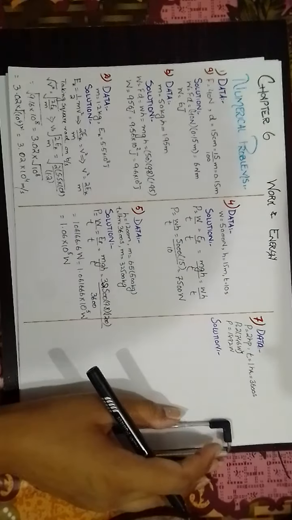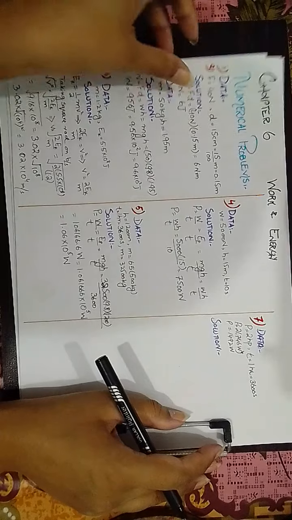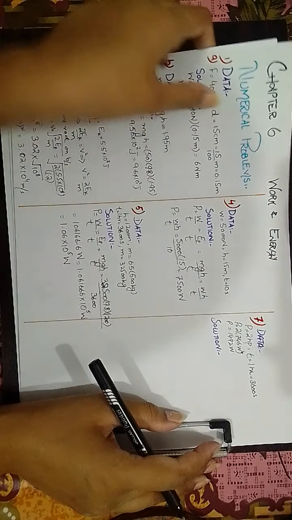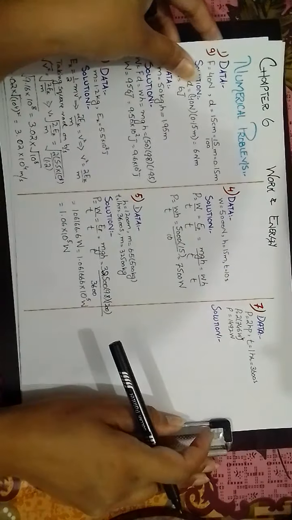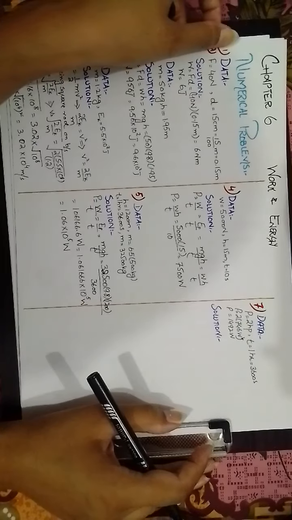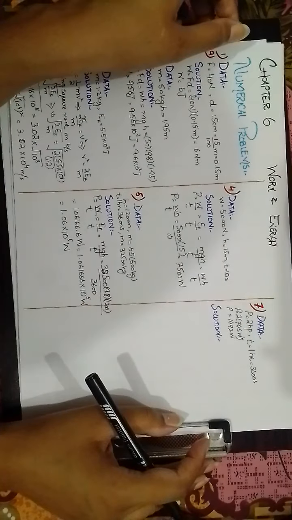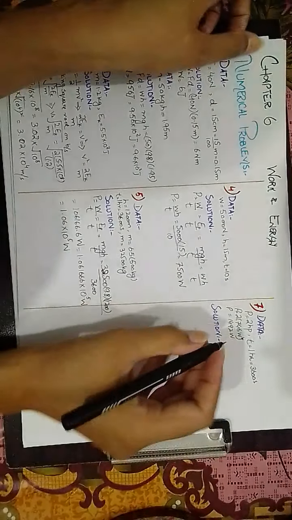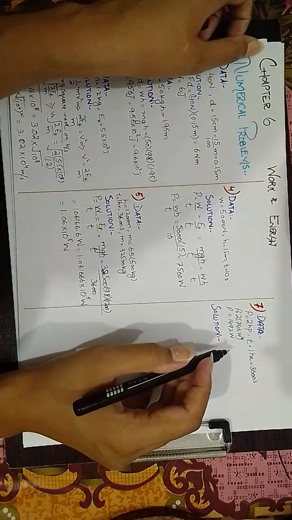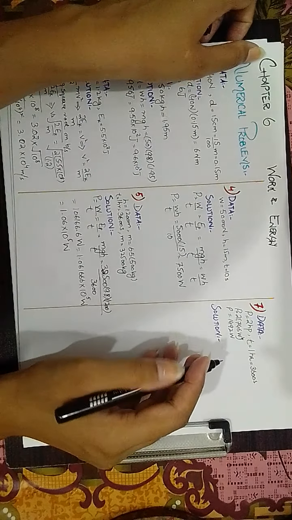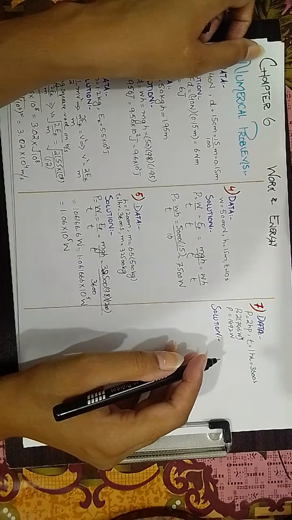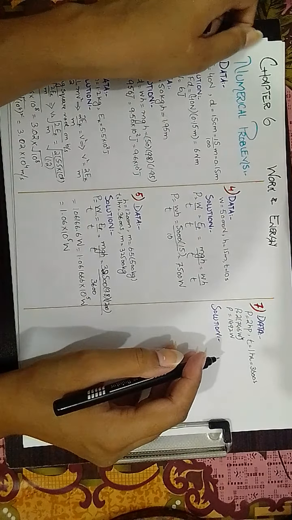Coming towards the last question, question number 6. You have to do the question number 6 on your own. It's really simple and just similar to question number 4 and 5. Okay. Question number 7 says that how much work can a 2.0 horsepower motor do in 1 hour?